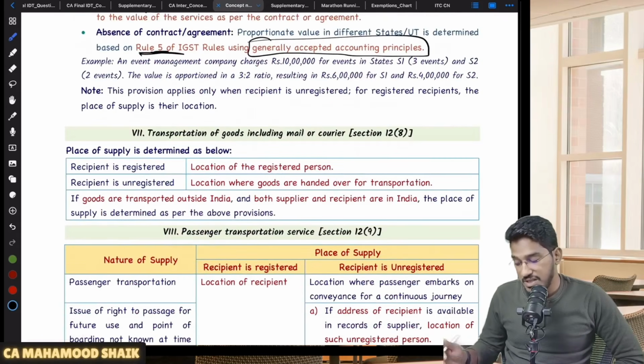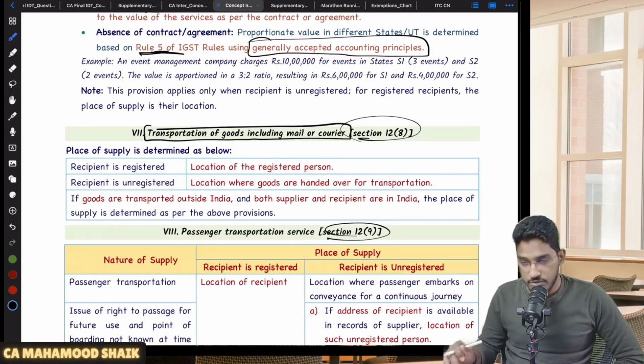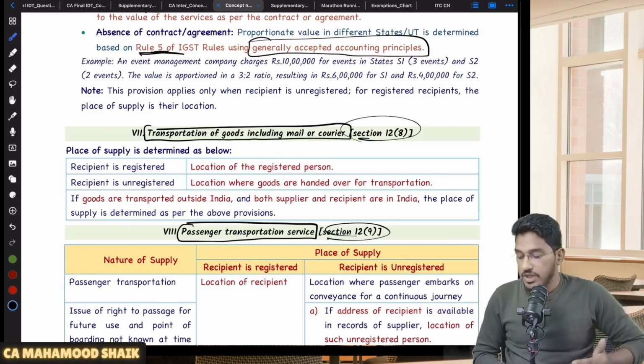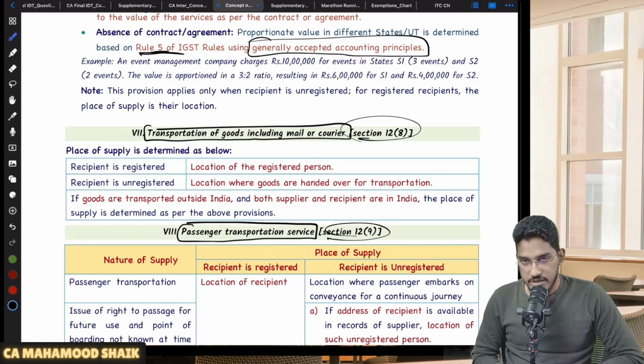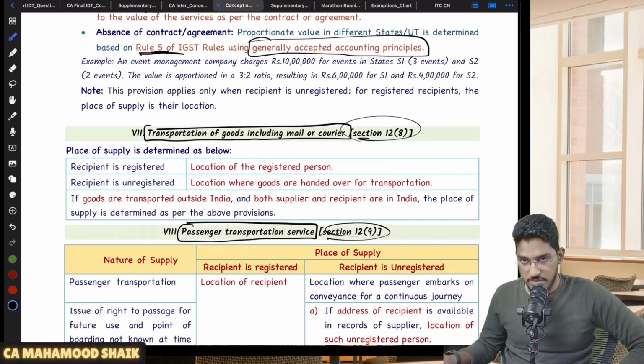Now we are coming to 12 subsection 8 and 12 subsection 9. Both are relating to transportation. 12 subsection 8 will talk about how to determine the place of supply in case of transportation of goods, whereas 12 subsection 9 will talk about how to determine the place of supply in case of passenger transportation services. So 12 subsection 8 and 12 subsection 9 are both talking about transportation related services.